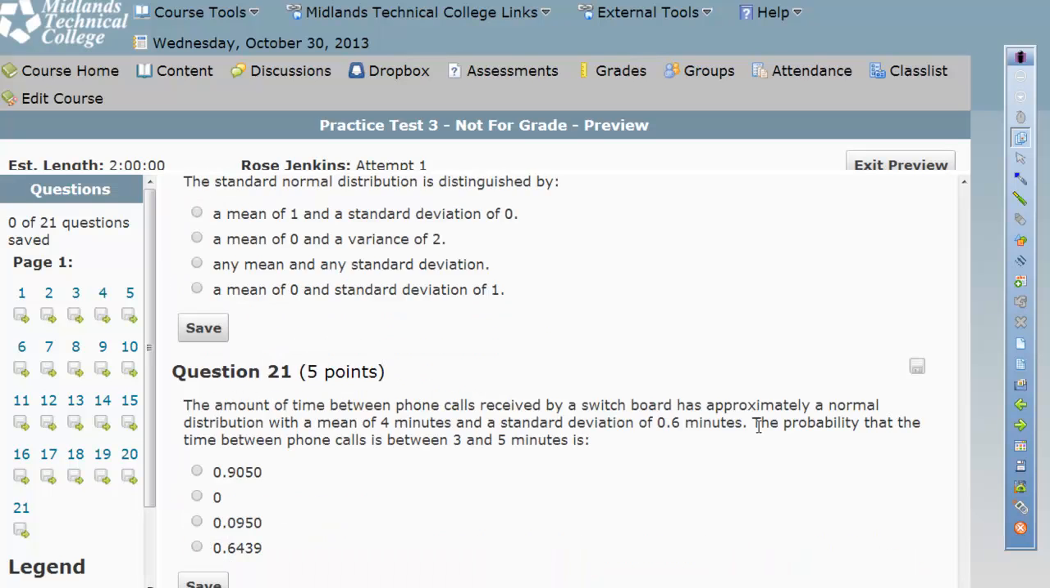Oh, there's one more problem. Let's act like we don't see it. Oh gosh. Okay, this is just another normal distribution problem.